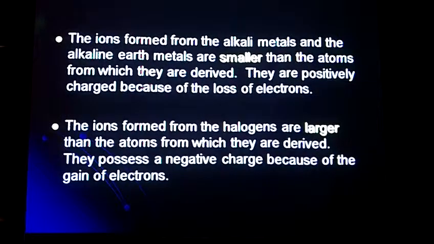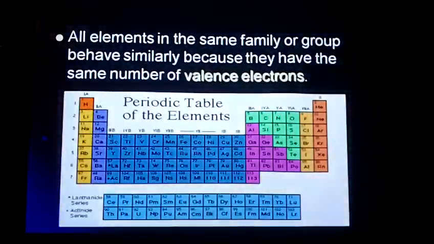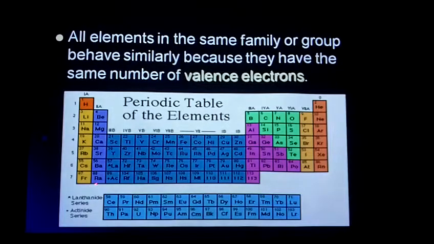The ions formed from the alkaline metals and the alkaline earth metals are smaller than the atoms from which they are derived. They are positively charged because of the loss of electrons. We're talking now about ion formation. If we look at a periodic table, we see that atoms on this side of the periodic table are going to tend to lose electrons to be like the preceding noble gas. For example, lithium will lose one electron to be like helium, the preceding noble gas. Sodium will lose one to be like neon, the preceding noble gas.